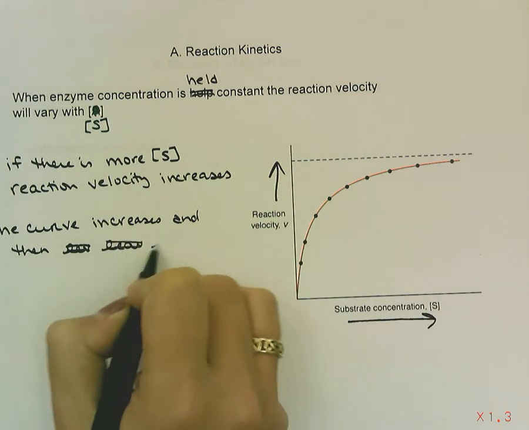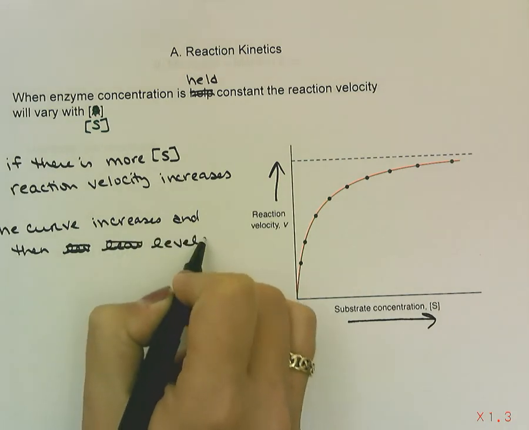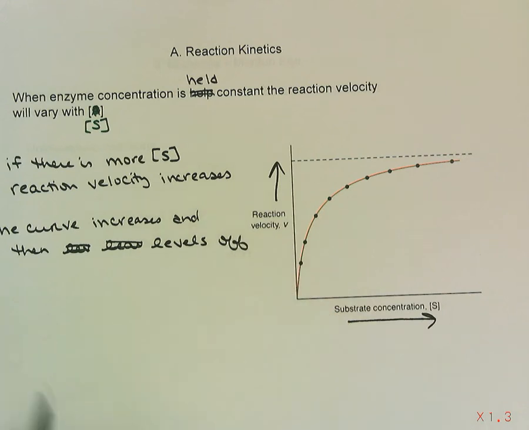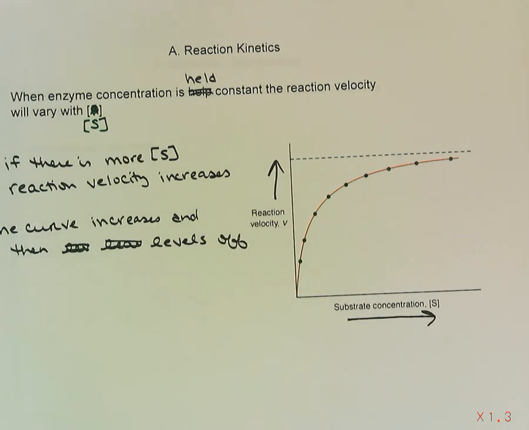How do I spell level? L-E-V-E-L. I kept trying to spell leaves off. That's not right. Levels. Levels off. So the shape of this curve tells us about the way the enzyme and the substrate are interacting.